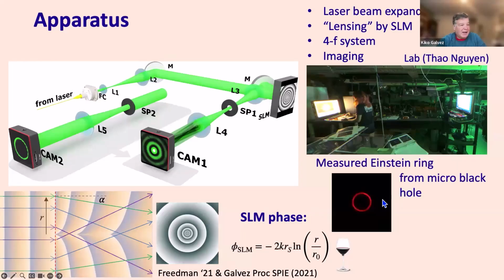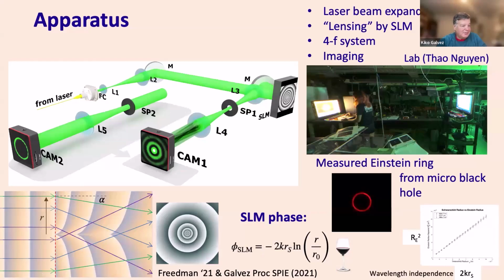And of course, in the lab, we measure a beautiful black hole and a beautiful Einstein ring, and the size of the Einstein ring scales according to the theory, and it's wavelength independent as well.